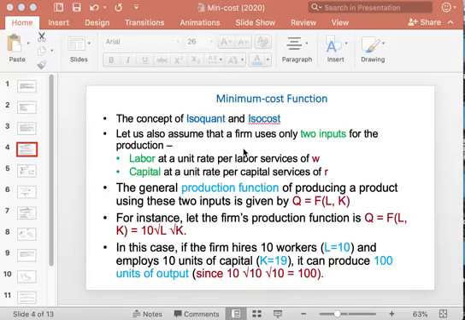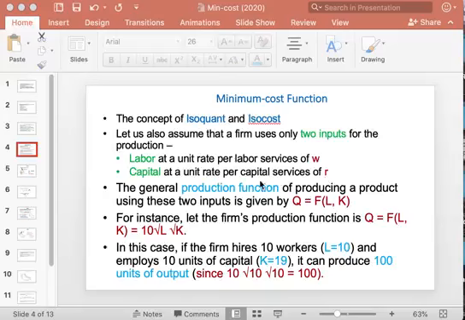Now let us assume that a firm uses only two inputs for producing a product, namely labor and capital. Let us say that the unit rate per labor services is denoted by small w, and the unit rate for the use of capital services is denoted by small r.